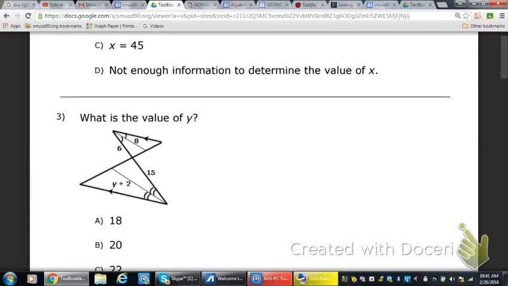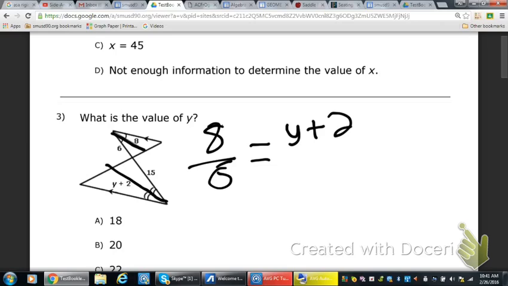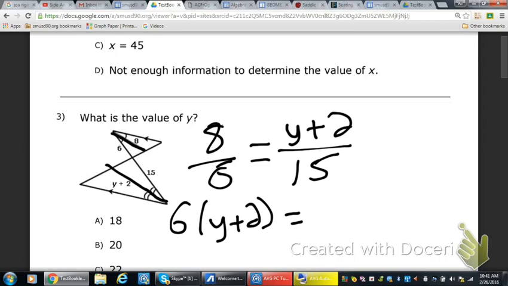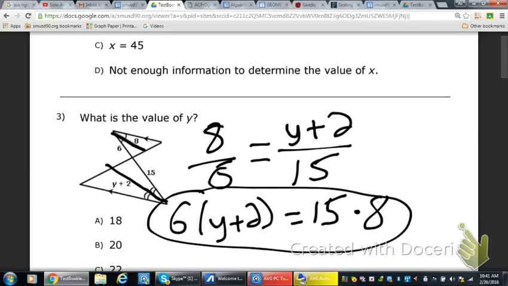Number three is actually complicated to explain, so I'm just going to set up a proportion. So 8 over 6, right? So this 8 matches with this y plus 2. So it equals y plus 2 over 15. And you would cross multiply. So your initial step is 6 times y plus 2 equals 15 times 8. Okay? And you would finish the work and do this. So it's all about finding the matching sides, if you will.